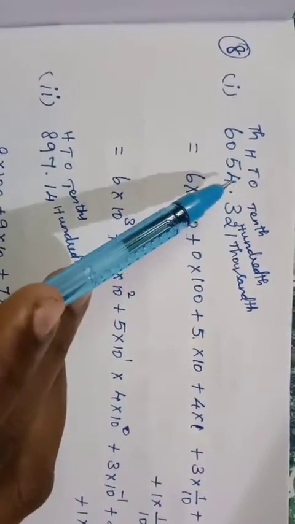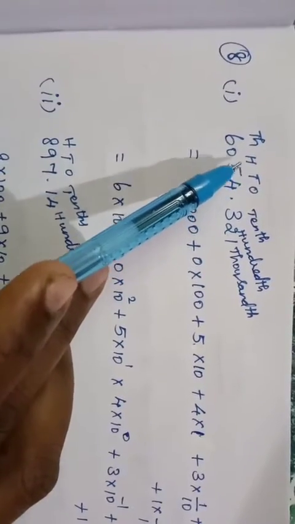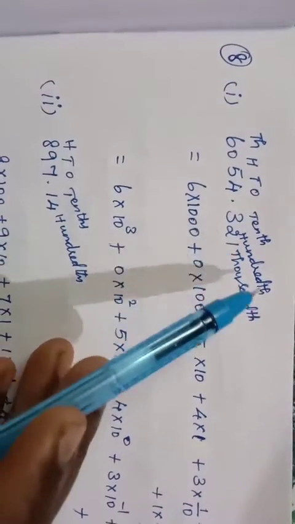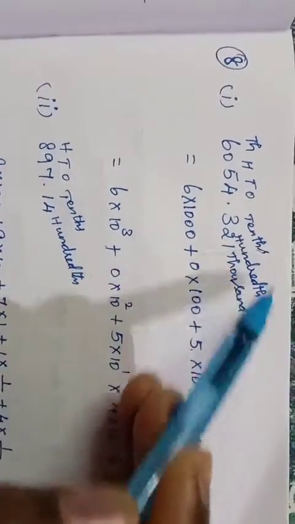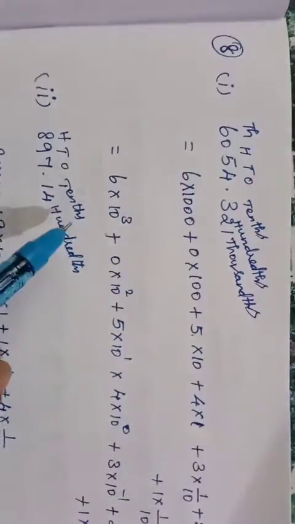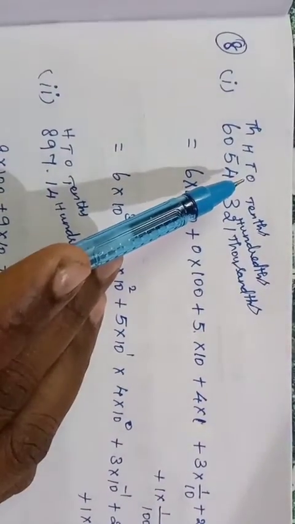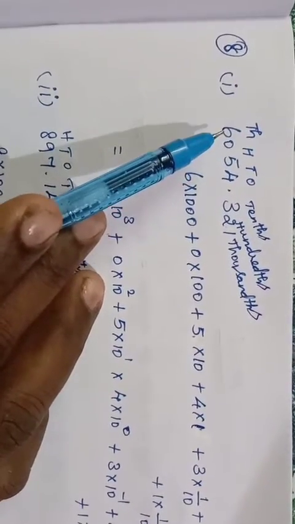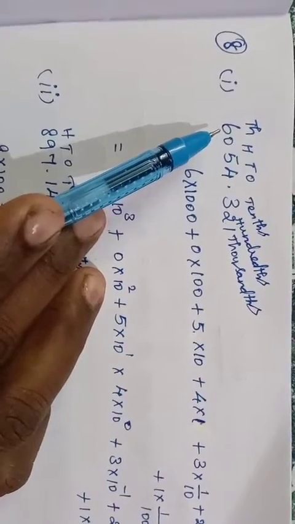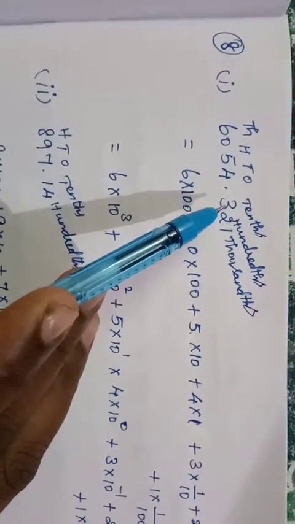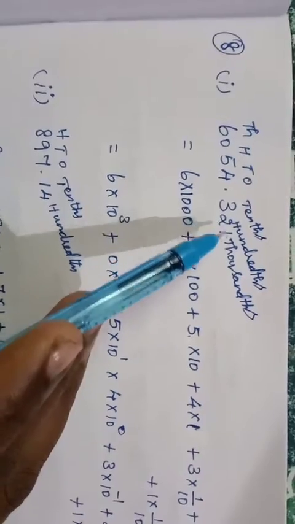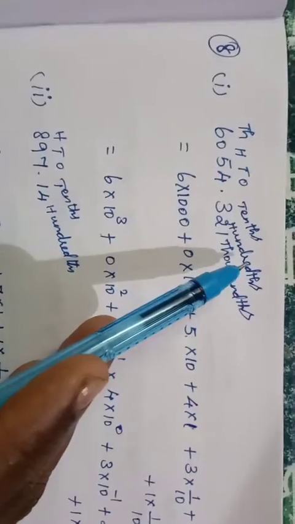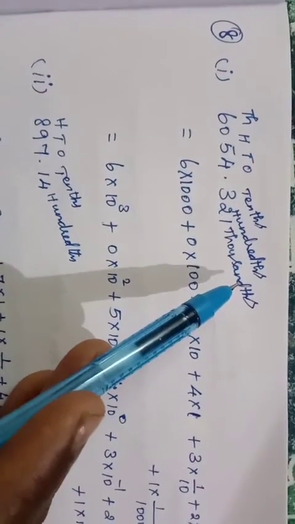The integral part place values, you know, are ones, tens, hundreds, thousands. The decimal part place values are tenths, hundredths, thousandths. Ones means the number into 1. Tens means the number into 10. Then the number into 100, and the number into 1000. The decimal places are 1 by 10, 1 by 100, 1 by 1000. Tenths means 1 by 10, hundredths means 1 by 100, thousandths means 1 by 1000.